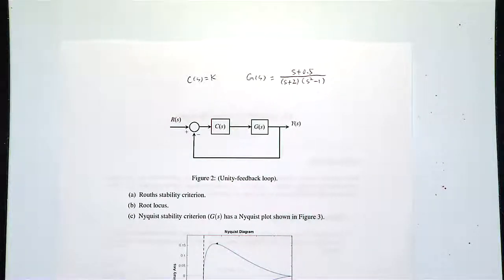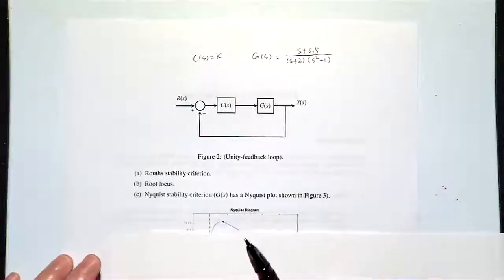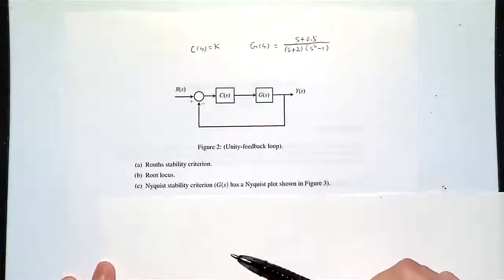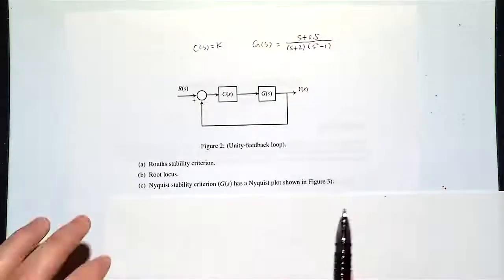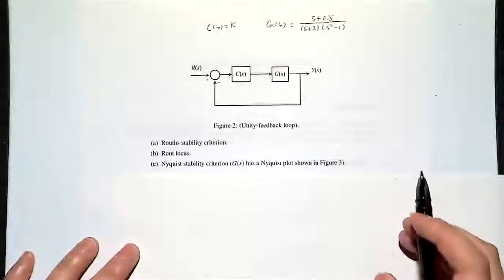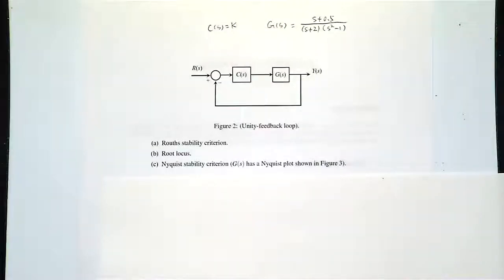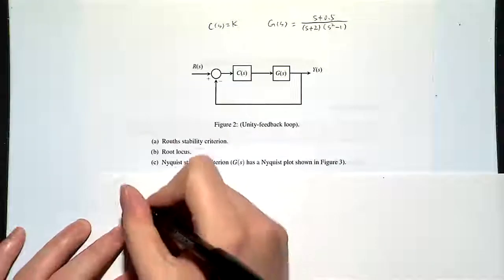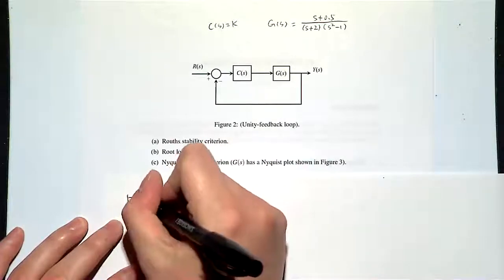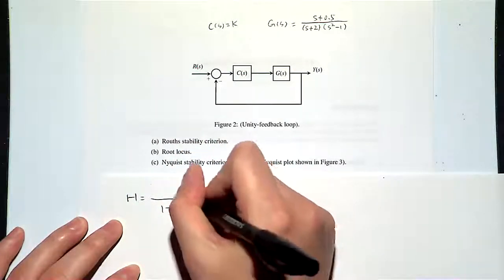Okay, so firstly, it asks you to use the Routh stability criterion to check your stability, right? So first of all, which polynomial should you check? Characteristic polynomial. Yes, yes. So if you write down the closed loop transfer function, your closed loop transfer function actually looks like, right?